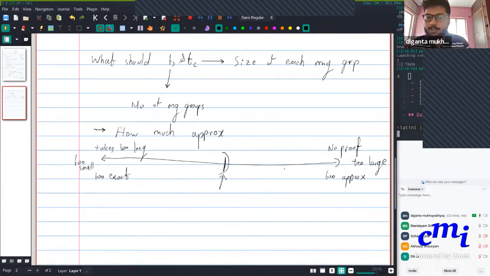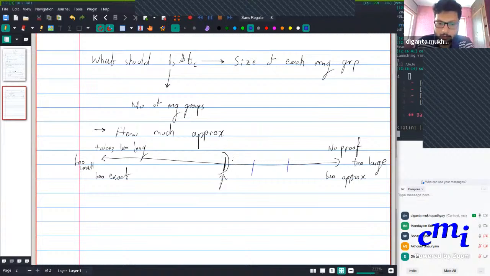Now, how do you actually find this? At least I don't have any smart way as of now. What you'll do is you'll just try a large enough TC value. If it doesn't give you a proof, you try something smaller. If it doesn't give you a proof, you try something smaller, and so on until you hit this value. Does that make sense?